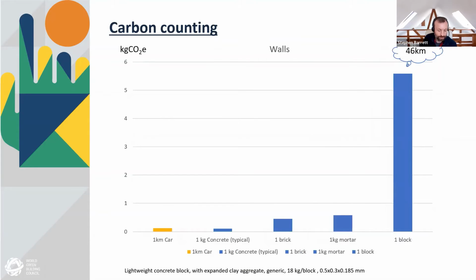And a lightweight concrete block, the most common thing we use for building homes in Ireland, is the same as 46 kilometers in a car. You can see what I'm trying to do. Just show you the things we take for granted and give you an idea of what it really takes to bring them into existence and get them ready for site.